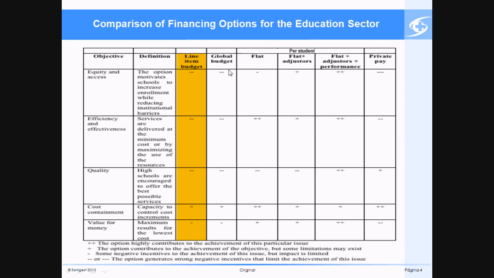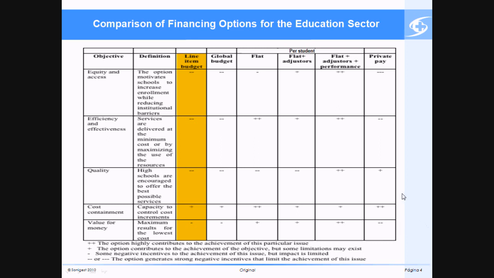Private pay will certainly not help us to achieve equity and access, since the costs are borne by the user, and those who are unable to pay will therefore not be able to access. It also does not encourage efficiency and effectiveness. It could have a positive effect on quality and on cost containment. It does not necessarily lead to value for money.